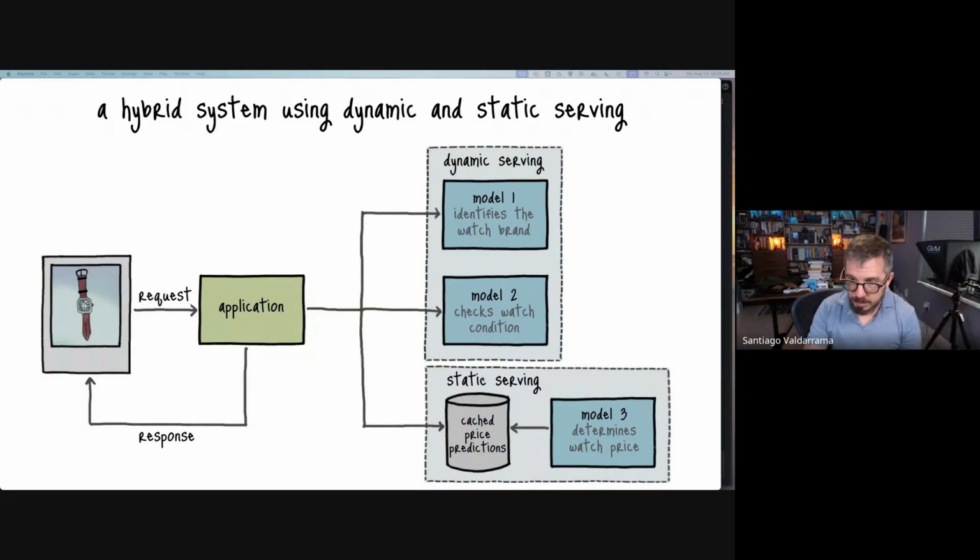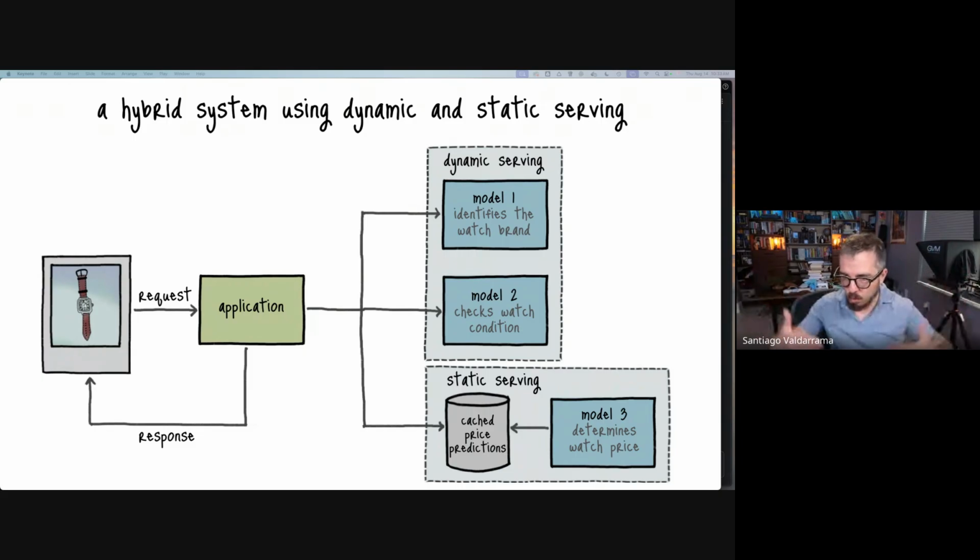And then model three was statically served. Model one and model two were dynamically served, meaning we could only engage them when we had a picture of a watch, but model three was not. So what we did overnight was generate the combination of prices for every brand of watch and every condition possible. And by the way, it's way more complex than this. We did not do this using brands alone. We used brand and model and year. But you get the idea.